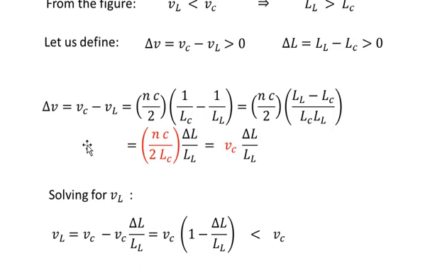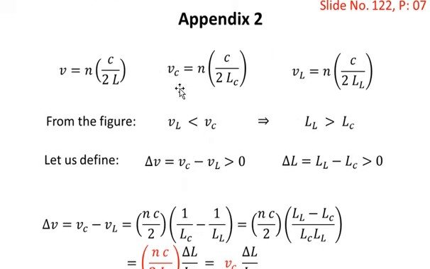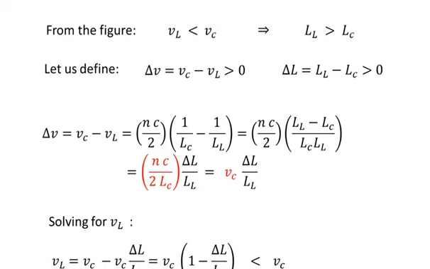So you can calculate delta nu, which is equal to nu c minus nu L. You can put the value of nu c and nu L from the above two expressions. So you have nu c and you have nu L. You can substitute these values in the expressions.